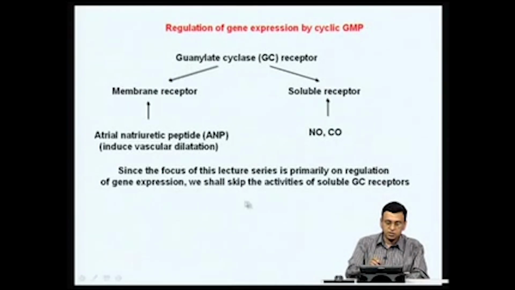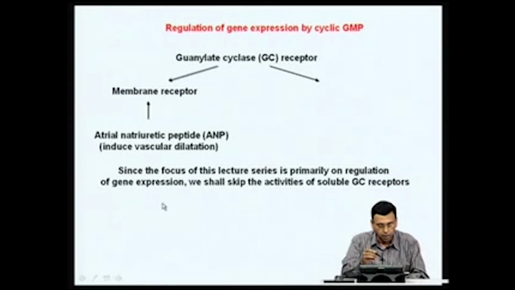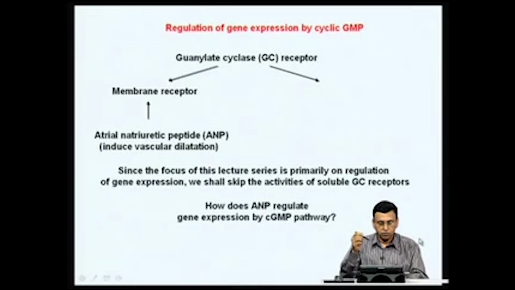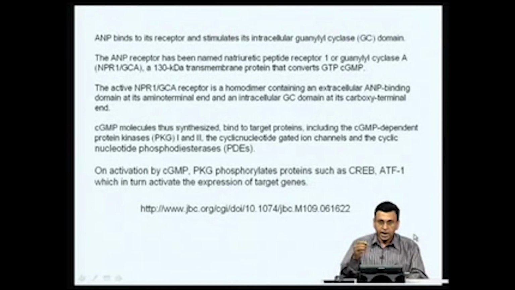Now, since the focus in our lecture series is primarily on the regulation of gene expression, we shall skip the activities of the soluble GC receptors and confine ourselves to how the membrane guanylate cyclase receptors influence gene expression programs. So, let us now try to understand how molecules like ANP, when they interact with the guanylate cyclase receptor, affect gene expression. Now, ANP is a very important molecule, and when it binds to its receptor, it stimulates its intracellular guanylate cyclase domain. So, this is slightly different from what we discussed so far.